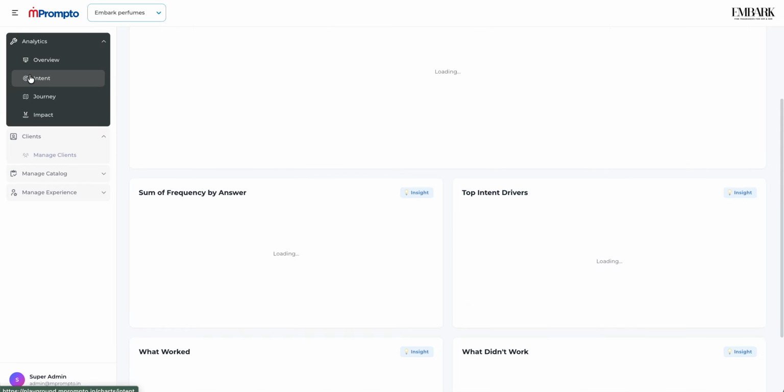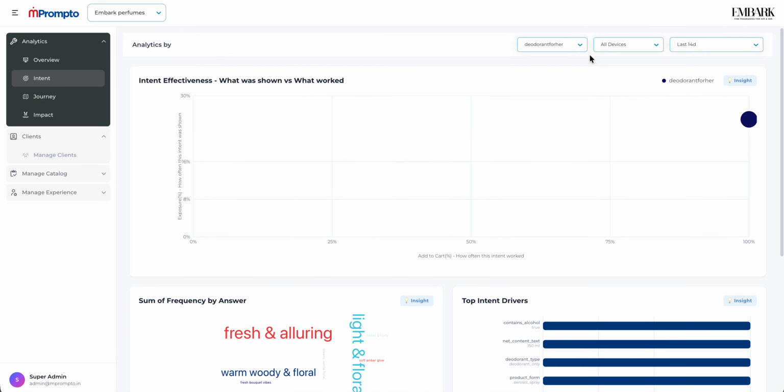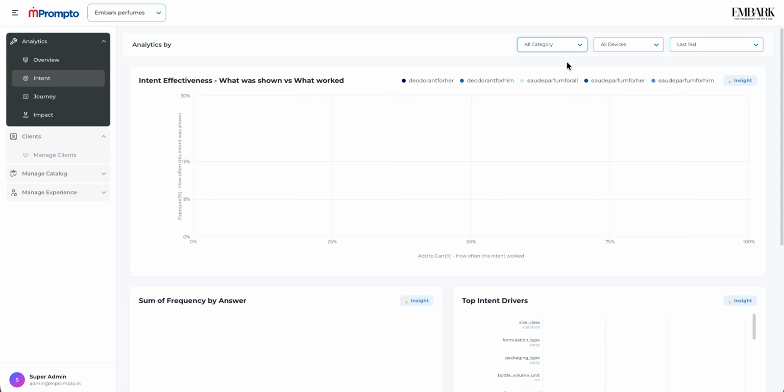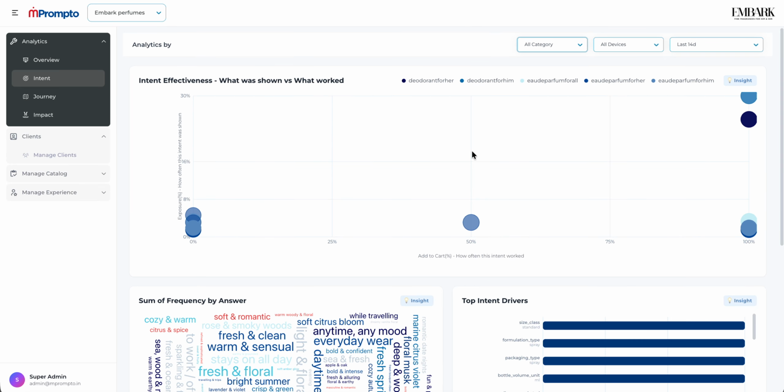The next one is intent. Intent is where it becomes qualitative in nature. You get to see what people are looking for. So you can see this graph here, where for EDP for her, this is the kind of questions that people are answering, which leads to a 50% chance that they will add to cart. And then you have other things where even if they answer in a certain way, their add to cart is higher. But this is the kind of question you want answered.